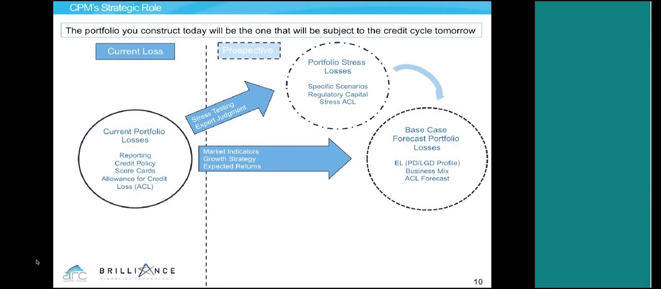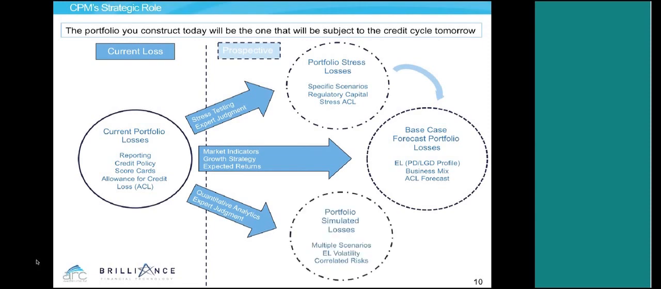strategy. So you end up creating somewhat of a feedback loop between the stress testing and the base case strategy formation. We can also apply more advanced quantitative tools to the go-forward strategy, such as the simulated losses under multiple scenarios for EL volatility and for correlated risks. And we can also use those to inform the base case if we have those.